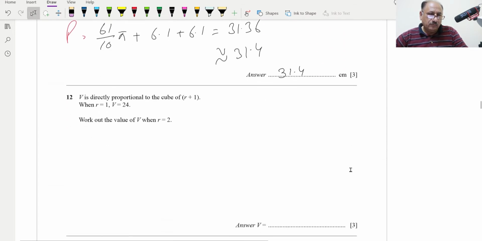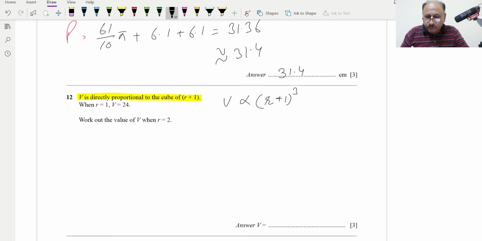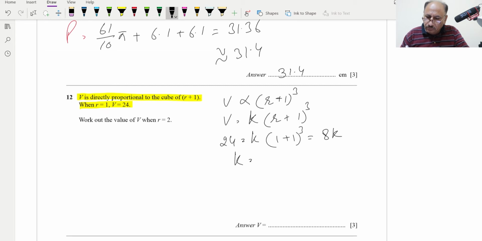Now question number 12. Question number 12 says V is directly proportional to the cube of R plus 1. So we can write V is directly proportional to R plus 1 cubed. So it means V is equal to k, the constant of proportionality, times R plus 1 cubed. They are saying when R is equal to 1, V is equal to 24. So 24 is equal to k times 1 plus 1 cubed, which is equal to 2 raised to 3, which is 8. So 8k, so k will be equal to 24 over 8, which is equal to 3.